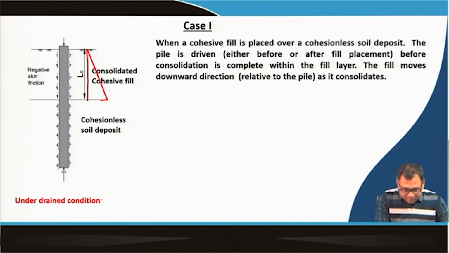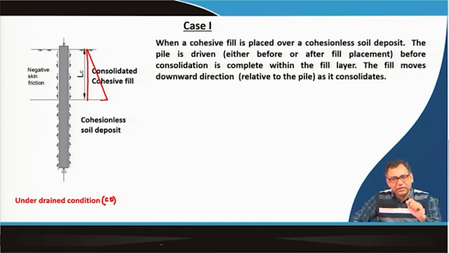That means all the properties are determined under the consolidated drained test, because we know that there are three types of triaxial test: UU, unconsolidated undrained; CU, consolidated undrained; and CD, consolidated drained. So all the properties are determined under consolidated drained condition. Why? Because the soil is consolidating and draining, water is flowing out and it is consolidating. So it is under drained condition.